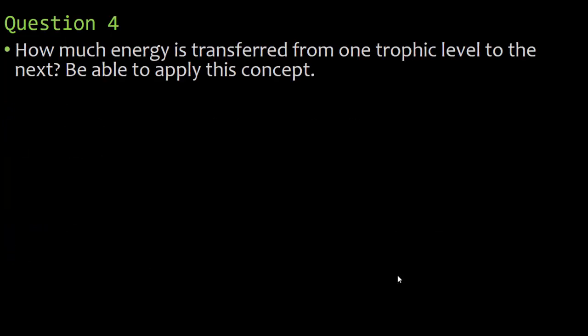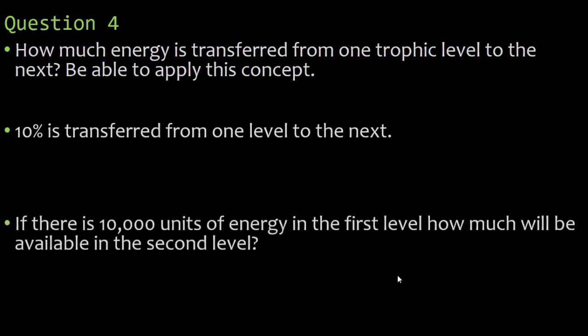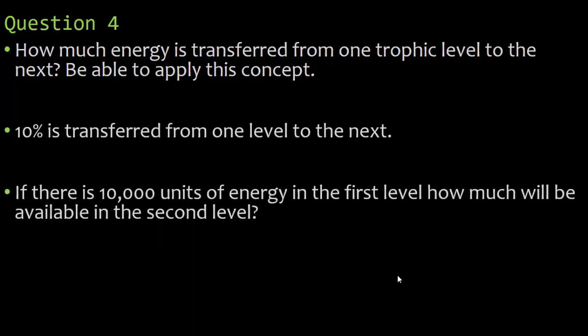All right, number 4, how much energy is transferred from one trophic level to the next? And you got to be able to apply this concept. Well, 10% is transferred from one level to the next. If you know that and you don't know how to apply it, that's not going to help you whatsoever. So let's take a look at this practice question. If there's 10,000 units of energy in the first level, how much will be available in the second level? Well, I got to take 10% of 10,000. Because this is a nice round number, all I got to do is move the decimal one place to the left. So here would be my decimal. I move it over, and I wind up with 1,000. So 10% of 10,000 is 1,000.